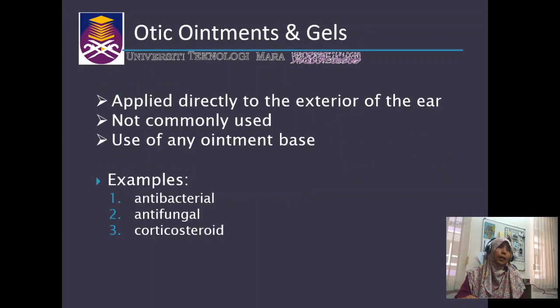Otic ointments and gels are applied directly to the exterior of the ear, not commonly used. You can use any ointment base, such as soft paraffin or hard paraffin, just to make this ointment. Usually we will prepare otic ointments and gels if you want to make antibacterial, antifungal, and also to put anti-inflammatory such as corticosteroid.